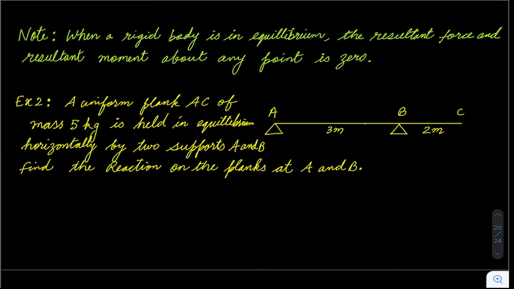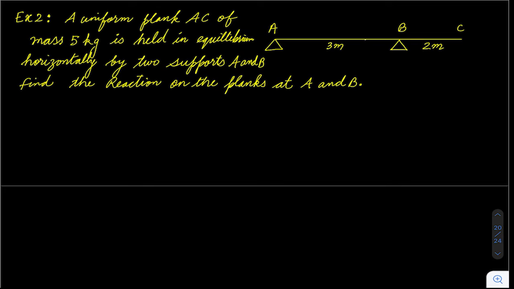So let's try one question on this and then we can understand this more properly. A uniform plank AC of mass 5 kg is held in equilibrium horizontally. So this is the plank AC, and it is in equilibrium. There are two supports at A and B. Find the reaction on the plank at A and B.